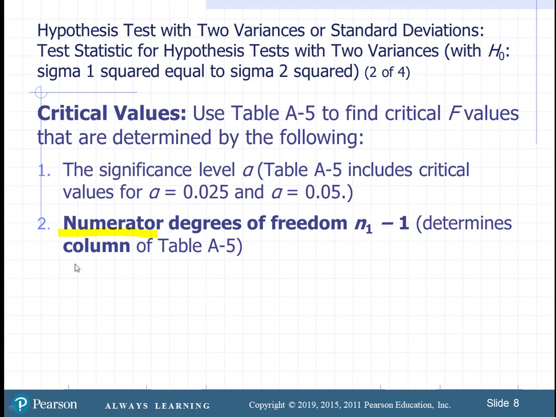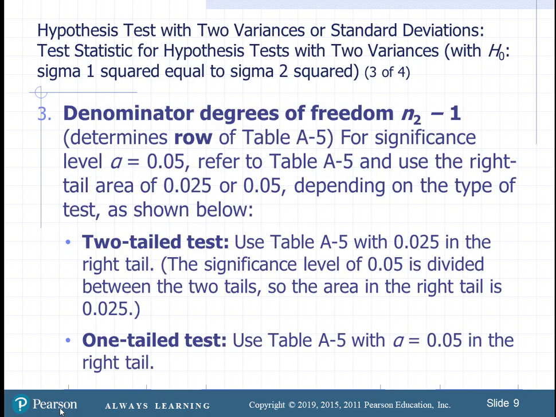And so the numerator degrees of freedom determines which column of Table A5 we're going to use, and then the denominator degrees of freedom determines the row that we're going to use. If we have a two-tailed test, which is not equal to, then we're going to use the first 2 pages. If we have a one-tailed test, we're going to use the second 2 pages.